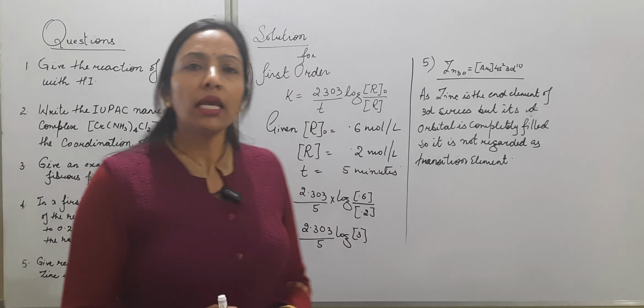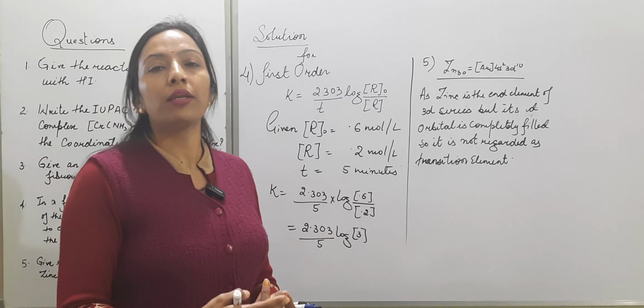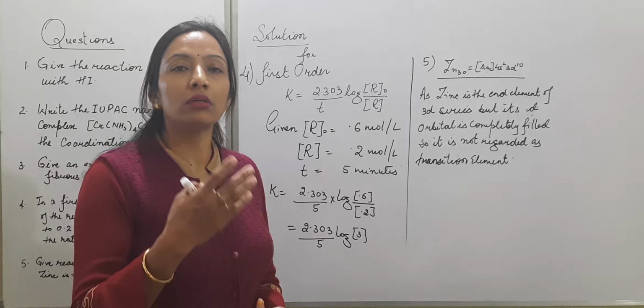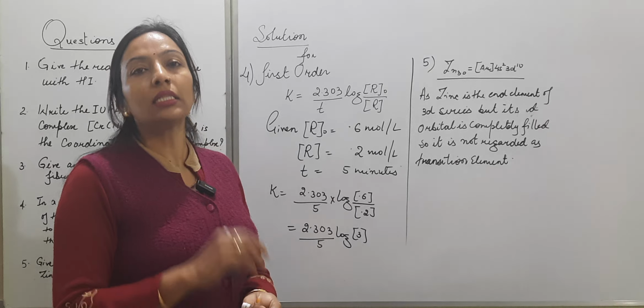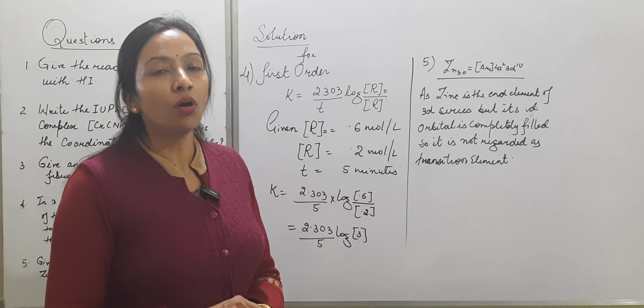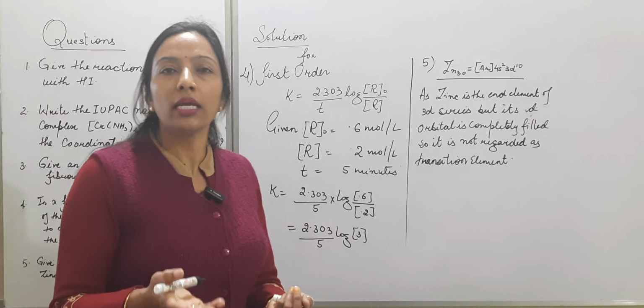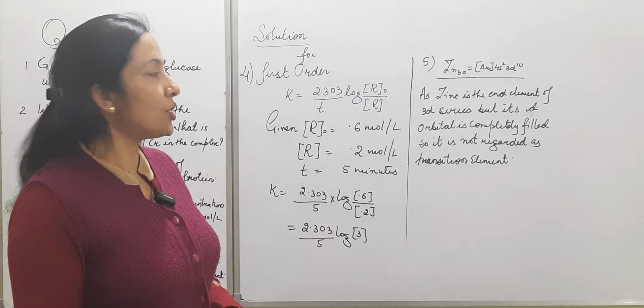In this question, they ask about zinc. If the question is changed to cadmium or mercury, we have the same answer. They have fully filled d orbitals, completely filled d orbitals. That is why these elements are not considered transition elements. So I hope I gave some explanation which can help you for your board examination.